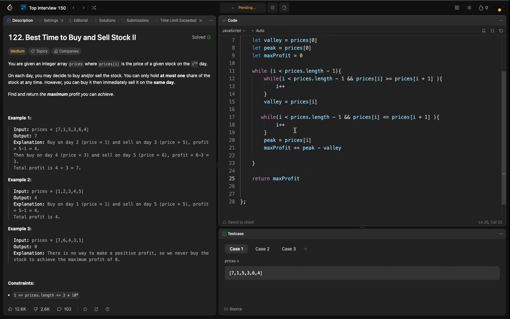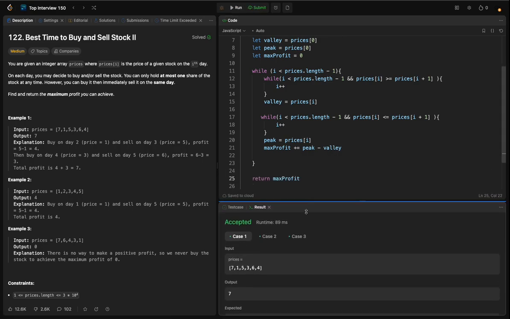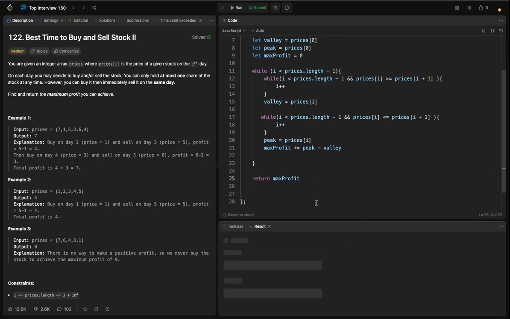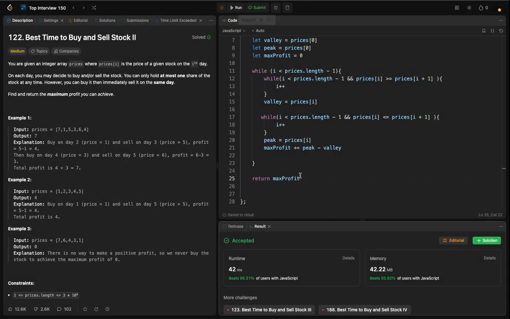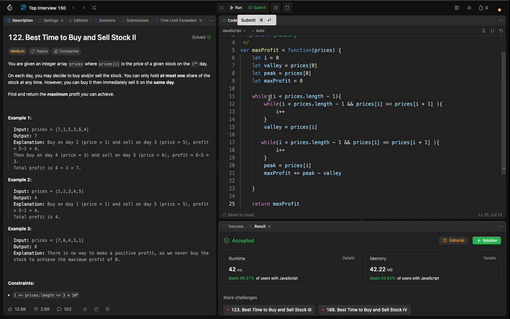Let's run and see if it works or not. It worked. Let's submit and see how it will be. And oh, I'm beating 98%. That's good. So basically, in this way, we make sure that we have the maximum profit all the time. We don't have to compare anything.